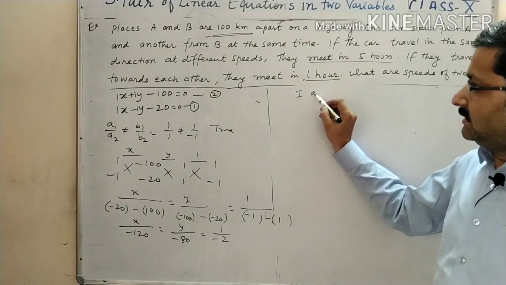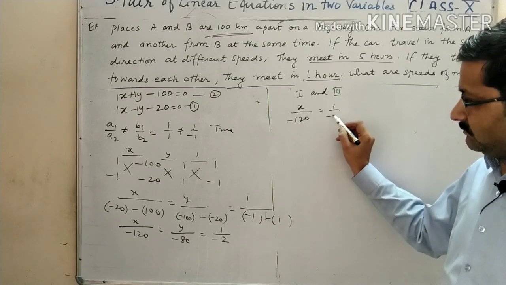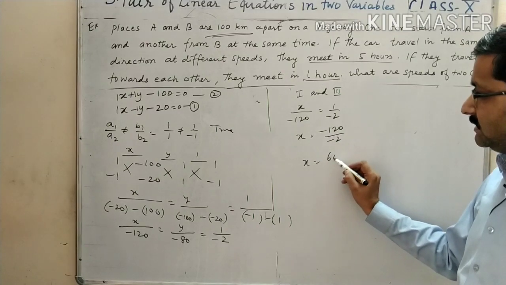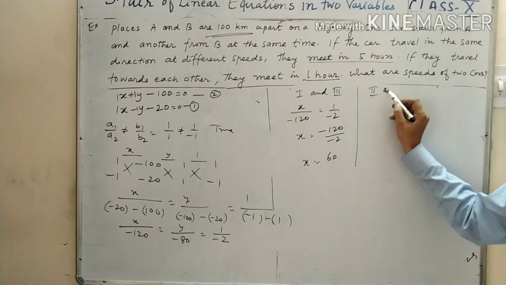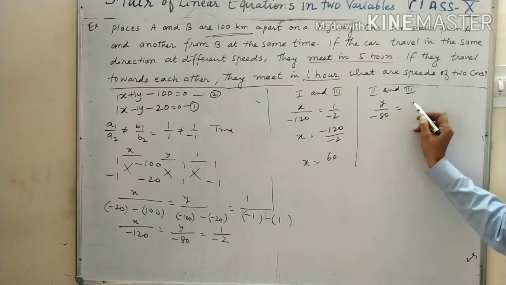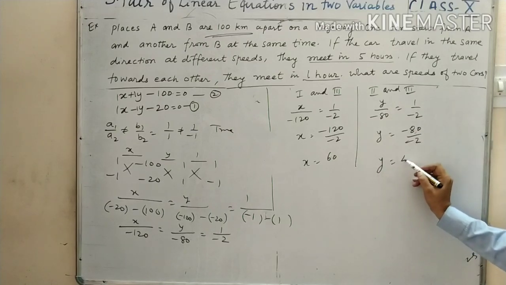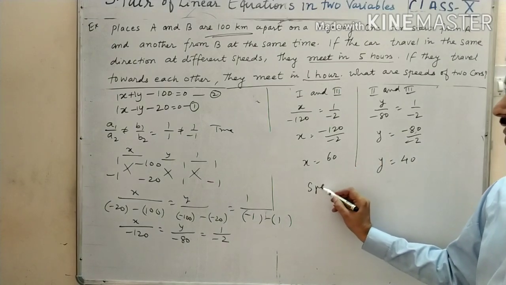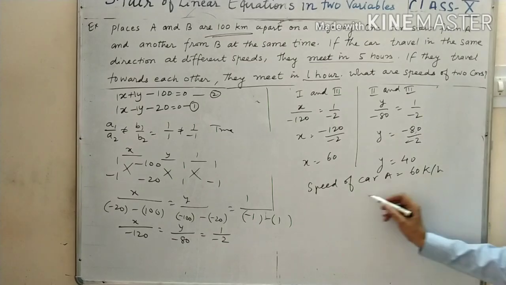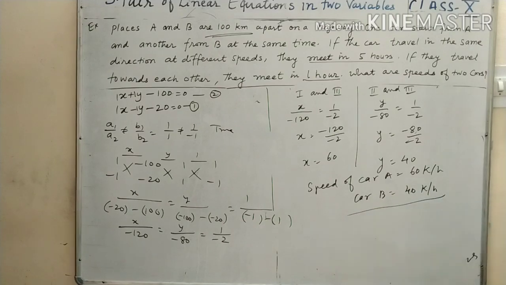Now you take first and third. You get x upon minus 120 equal to 1 upon minus 2. Multiplying, minus 120 upon minus 2, that is x equal to 60. Similarly, you take second and third. y upon minus 80 equal to 1 upon minus 2, y equal to minus 80 upon minus 2, so y equal to 40. Now what is x? x is the speed of car A. Speed of car A equals 60 km per hour and speed of car B equals 40 km per hour.